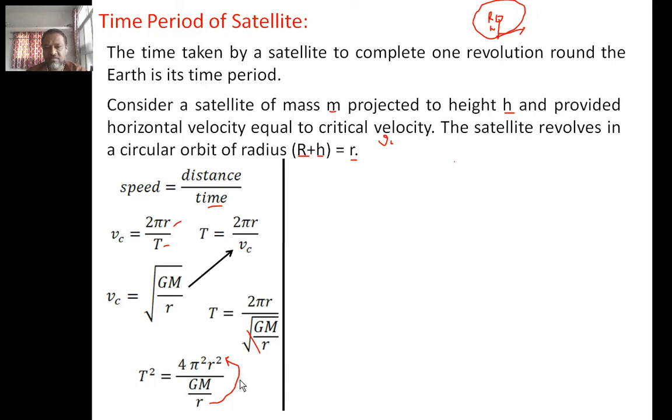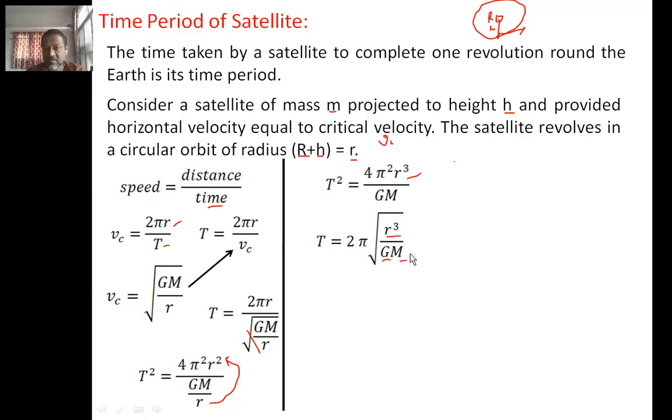So let us simplify it further. t square is equal to 4 pi square, and now this will become r cube upon gm. Then taking the square root of both sides, it will be 2 pi, and r cube upon gm will be under root. So this is the formula for the time period of a satellite in terms of the radius of the orbit of the satellite, the gravitational constant, and the mass of the Earth, right?